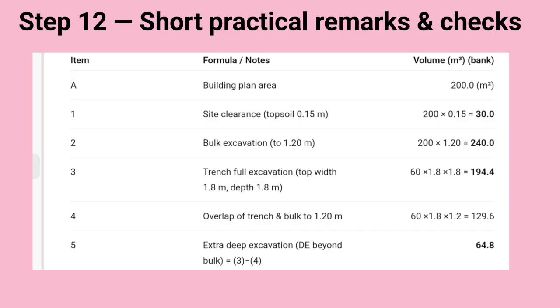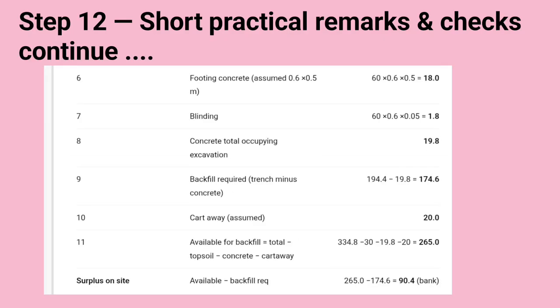Final summary. In summary, total excavation, 334.8 cubic meters. Concrete in trench, 19.8 cubic meters. Backfill required, 174.6 cubic meters. Reusable spoil available, 265 cubic meters. Surplus, about 90 cubic meters bank. This example demonstrates how quantity surveyors calculate excavation, avoid double counting, determine backfill needs, apply bulking and compaction factors, and evaluate whether borrow fill or cart away is necessary.